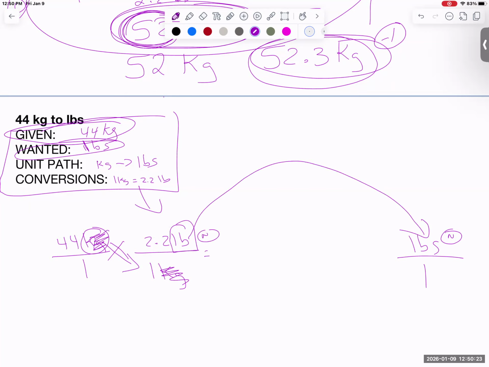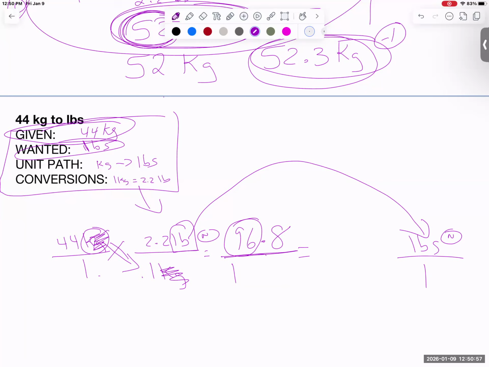So now I just do math. So 1 times 1 is 1, and 44 times 2.2 is 96.8 on my calculator. Do we agree? 44 times 2.2 equals 96.8. Yes. What's my final answer? 97. All right. So it's greater than 10. I have to make a decision. Keep it 96 or make it 97.